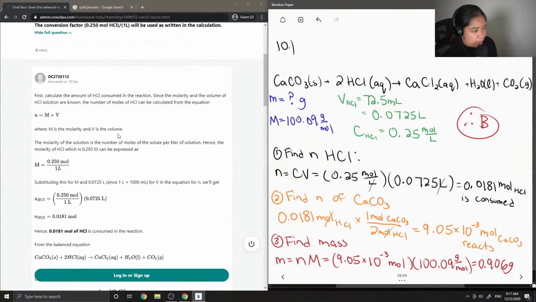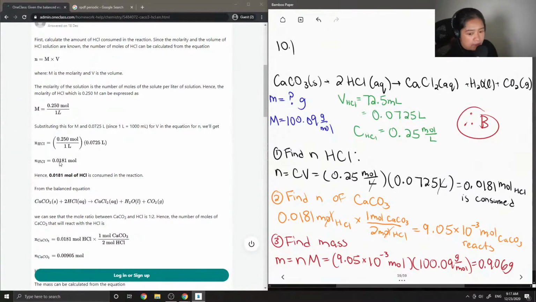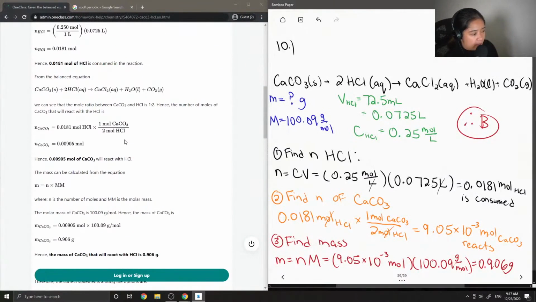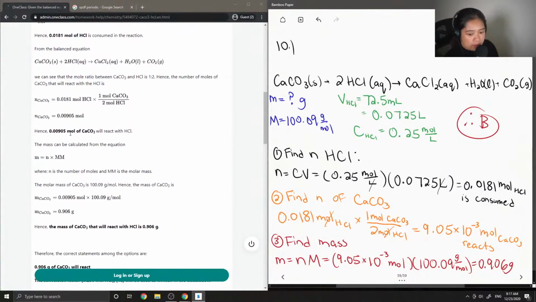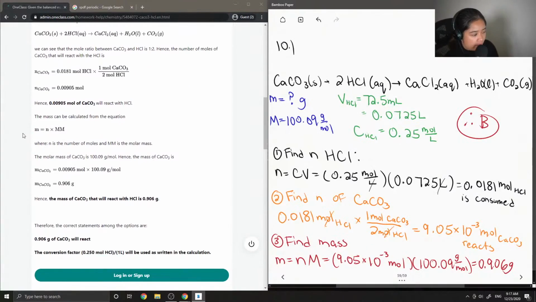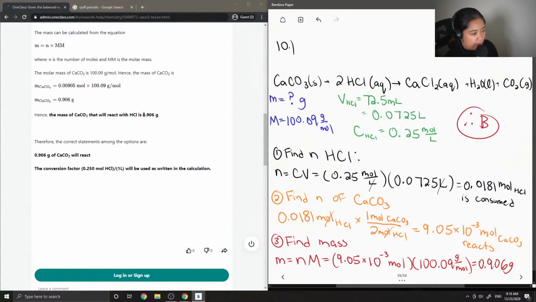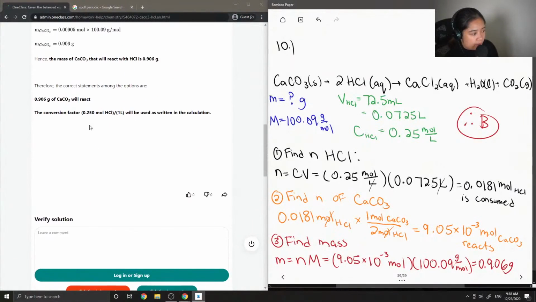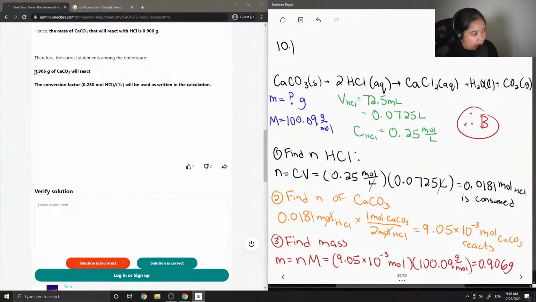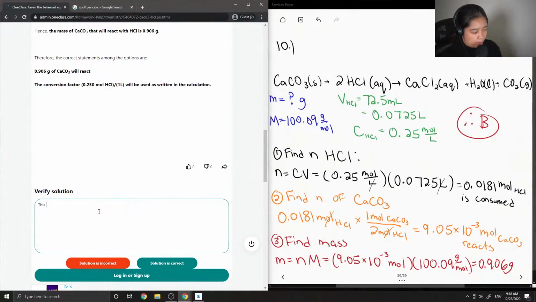Okay, so the junior tutor said, first calculate number of moles using molarity times volume. And they ended up getting 0.0181. And then they did the mole ratio step. So they divided it by 2, 0.00905. And then they found the mass of calcium carbonate, which was 0.906. Okay, so this solution is correct.